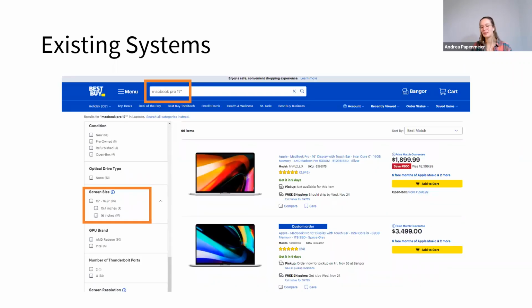Then here we have Best Buy, a retailer for electronics. I was asking for a 17 inches MacBook, and the system gives me a filter for notebooks of 15 and 16 inches size. I don't know how you feel, but as a customer, I would be completely confused about this.